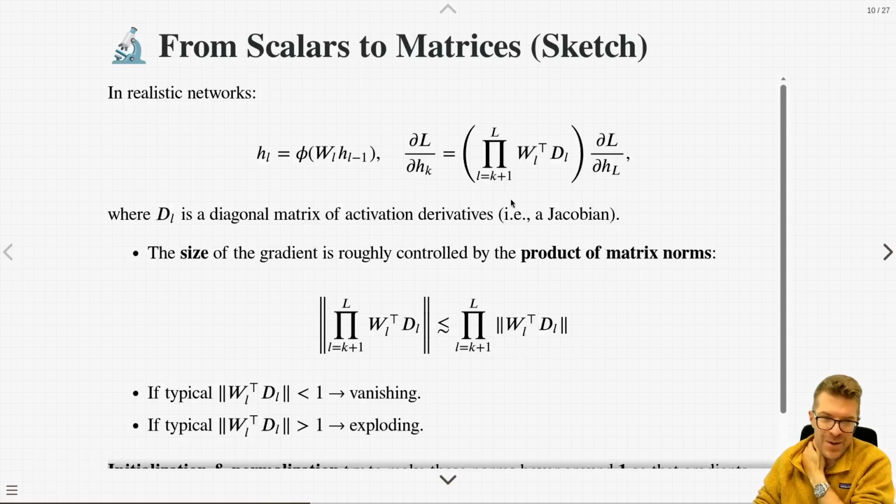Actually, here we are. So we have more realistic networks. We have weight matrices, big W, but everything is the same. The derivative of the loss with regards to a hidden layer K and its output will now be a product of the transpose of weight matrices times D. The D is the diagonal matrix of activation derivatives from the Jacobian. We've also seen this last time.